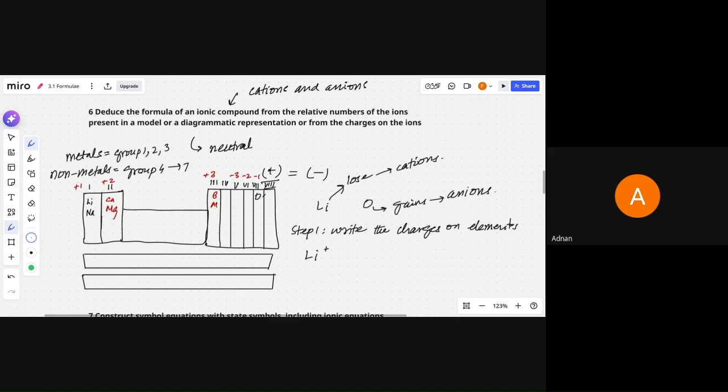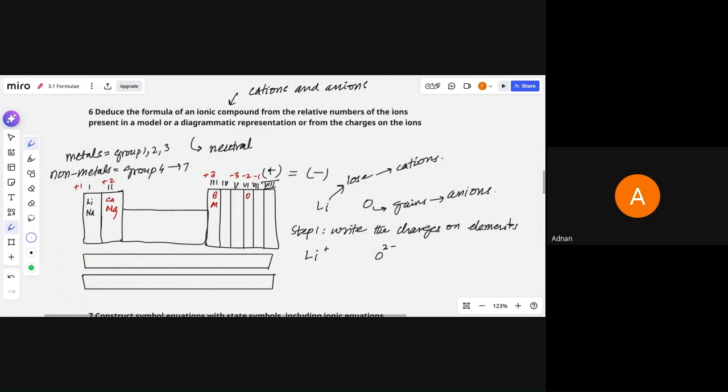Oxygen is in group 6 here. So for oxygen, the charge will be -2, right? How do I know that charge is -2? It belongs to group 6, and oxygen has 6 electrons in its outer shell, and it needs 2 more to have a complete outer shell. So that's why it will gain 2, and that's why the charge will be -2.